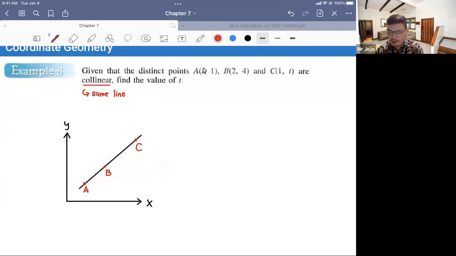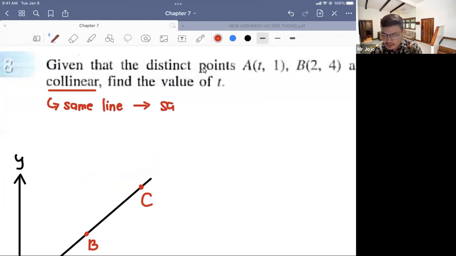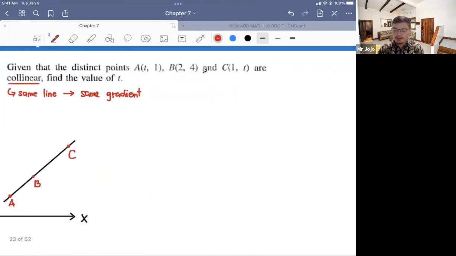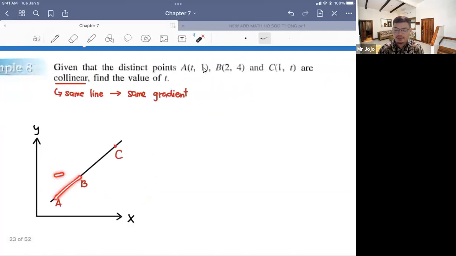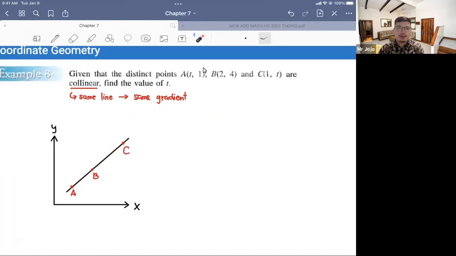All right. So let me write it here. Same line, same gradient. Okay. So if the gradient of line AB is, let's say, 5, the gradient of BC is also 5. And if you extend this, their gradients are all the same, which is basically, let's say, 5. All right. Anyway, how do we answer this? How do we apply that concept in this question?